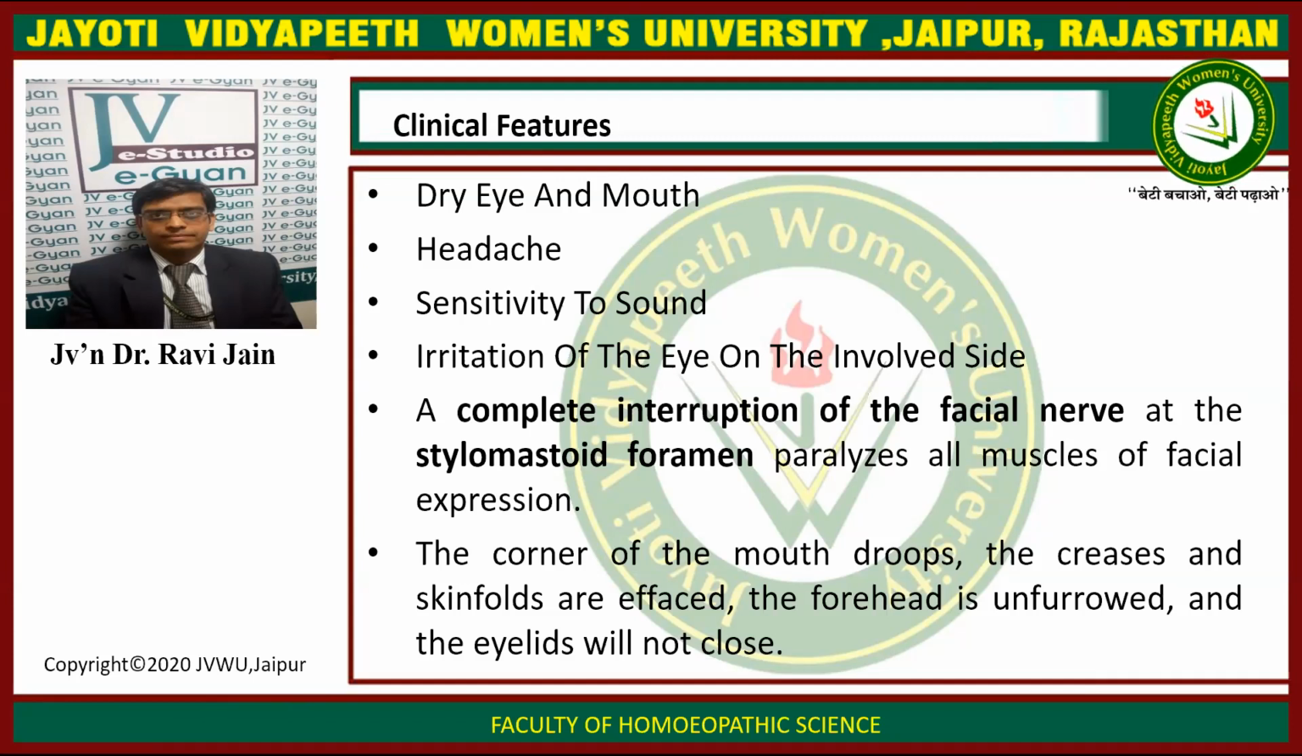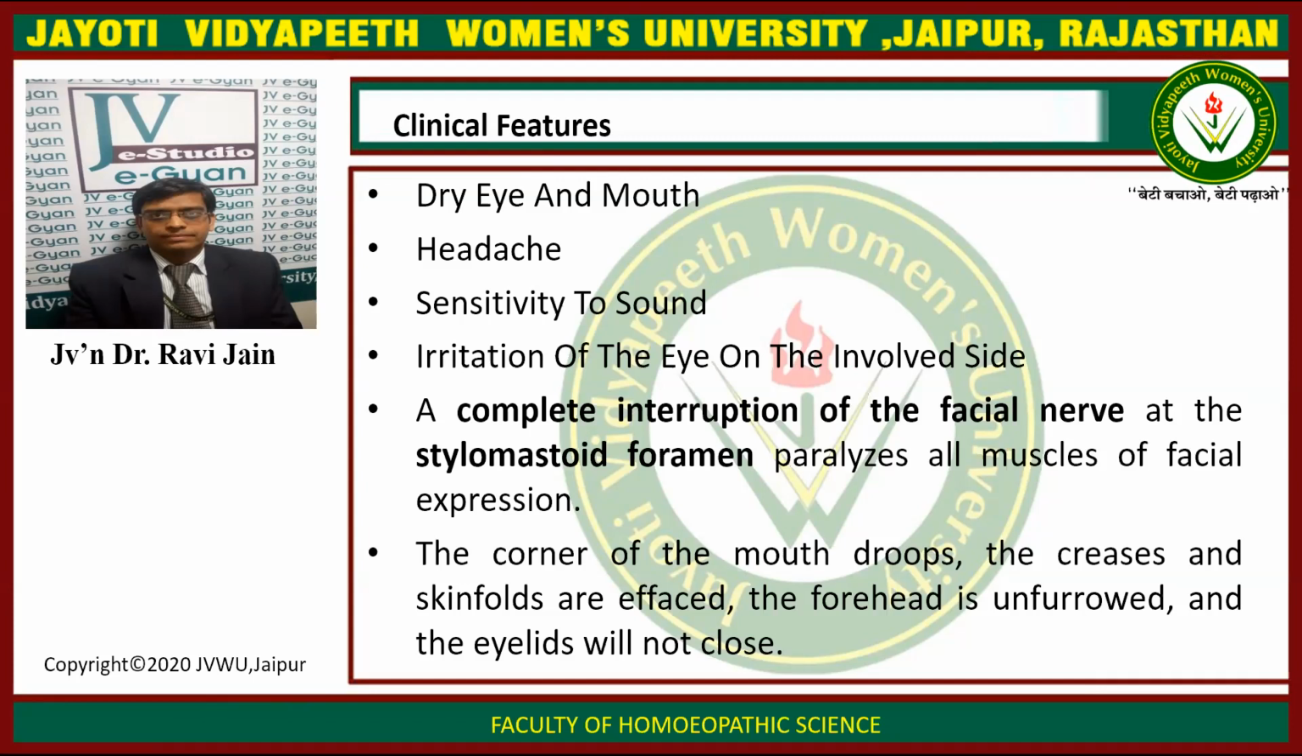There is complete interruption of the facial nerve at the stylomastoid foramen. So if the facial nerve is completely interrupted at the point where it enters, that is the stylomastoid foramen, it paralyzes all the muscles of facial expression. So अगर उसको जहाँ से एंटर होती है वहीं पे कंप्रेशन हो गया है, इंटरप्शन हो गया है, तो उसके बाद जितने भी नर्व्स आगे हैं उसकी सभी जगह जो भी सप्लाई है, that all part will be interrupted.